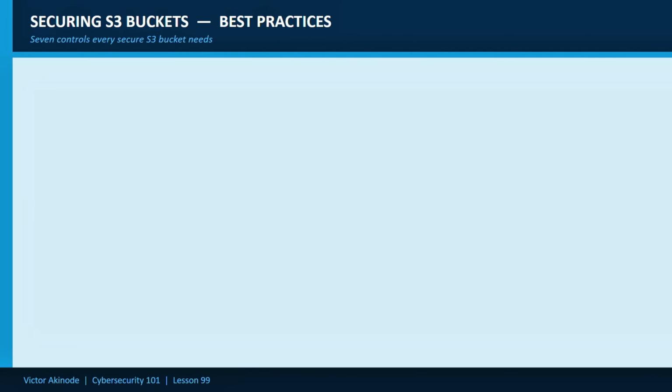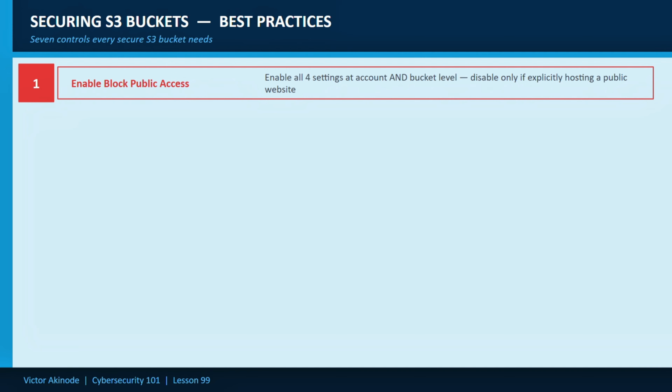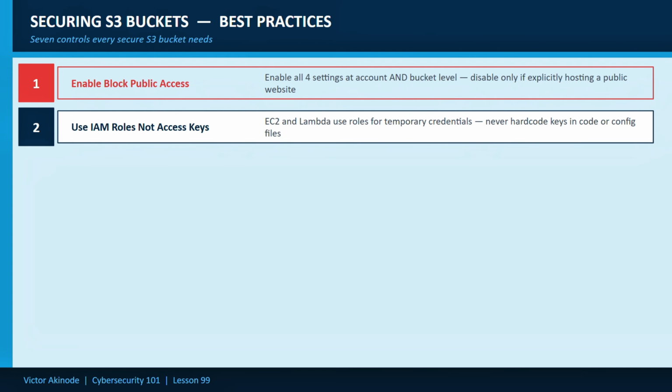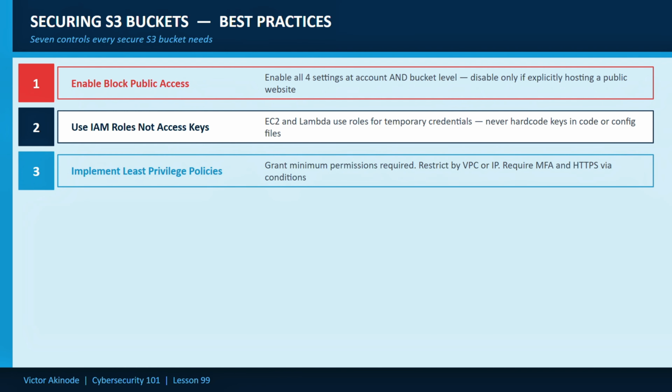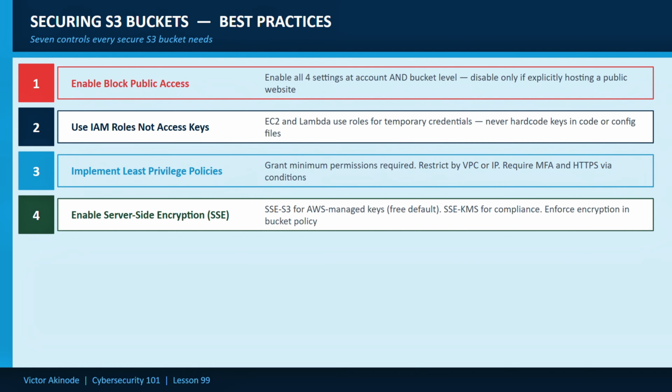Now let's consider the best practices when securing S3 buckets. Number 1. Enable block public access for all four settings at both account and bucket level. Number 2. Use identity and access management roles instead of access keys. Never hardcode access keys in your code. Number 3. Implement least privilege bucket policies, that is, grant only minimum permissions, restrict IP or VPC, and require MFA or HTTPS. Number 4. Enable server-side encryption. SSE-S3 is free, and you can use SSE-KMS for compliance. Also, enforce encryption through bucket policies.